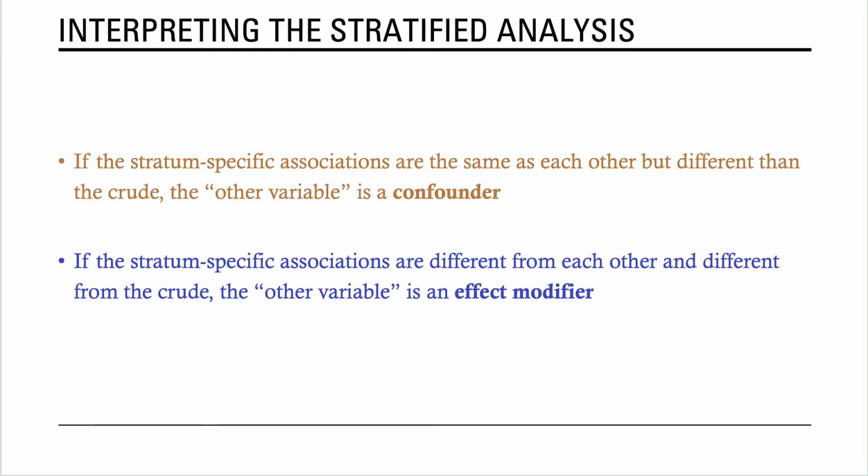After we run the stratified model in SAS, we need to interpret the output. The output is going to be the association between that primary exposure and outcome for each category of the other variable. If the stratum-specific associations are the same as each other, but different than the crude, then the other variable is a confounder. However, if the stratum-specific associations are different from each other and different from the crude, then the other variable is an effect modifier.